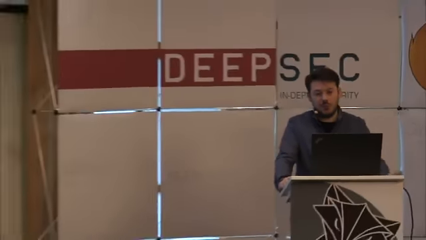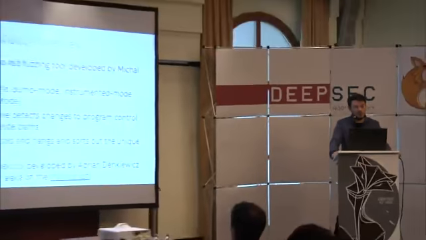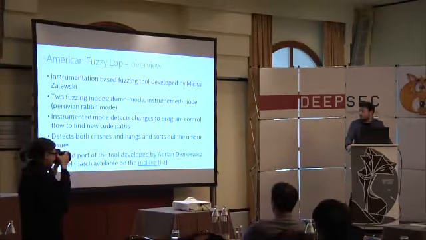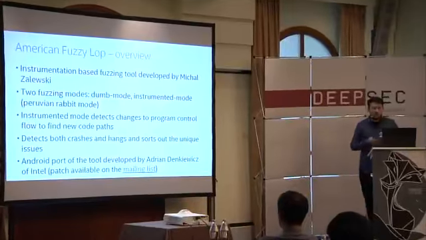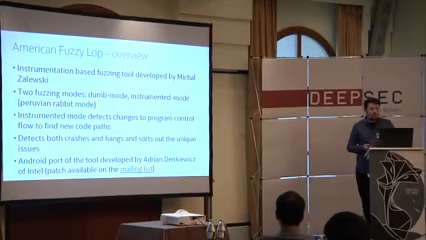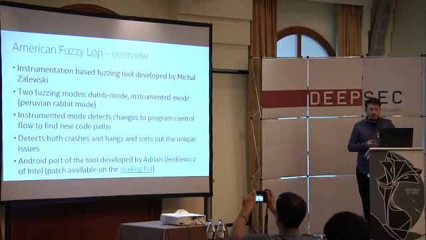This is the last section of my talk. This is an alternative approach using the AFL tool. The American Fuzzy Lop is a fuzzing tool that is developed by Michal Zalewski. It offers two fuzzing modes: the dumb mode, where it performs completely random fuzzing, and the instrumented mode, where you have to instrument the binary that you are targeting.